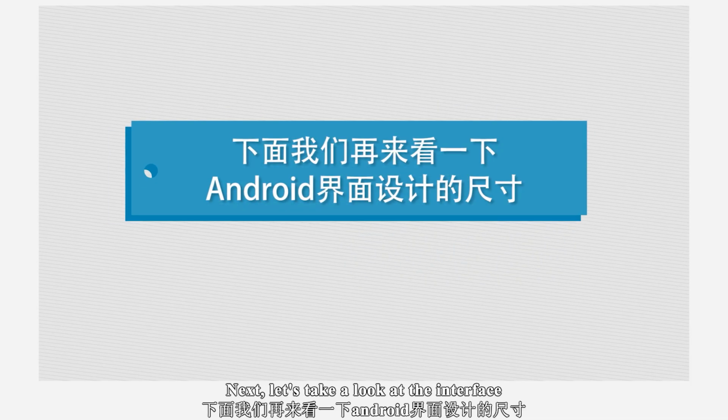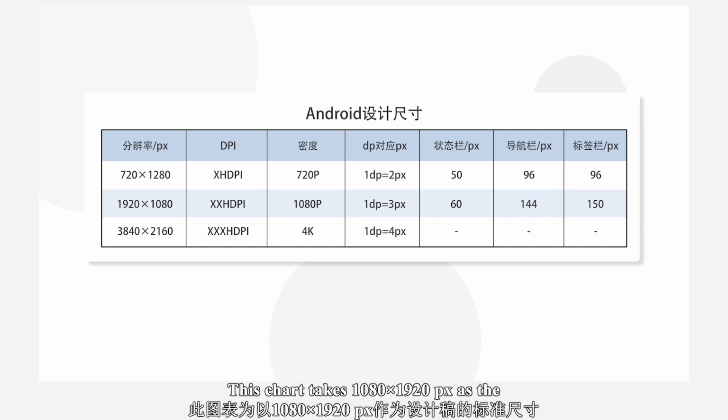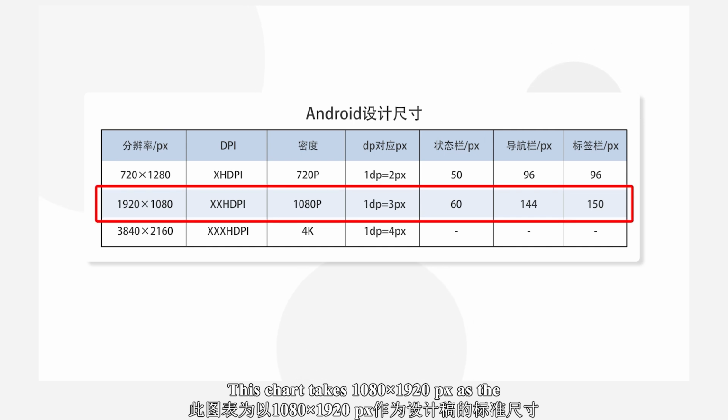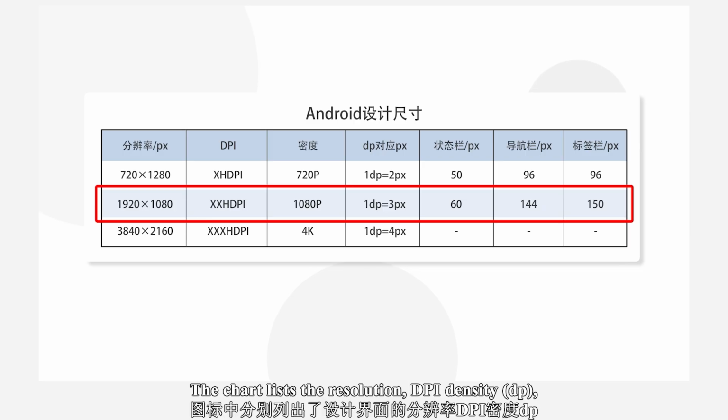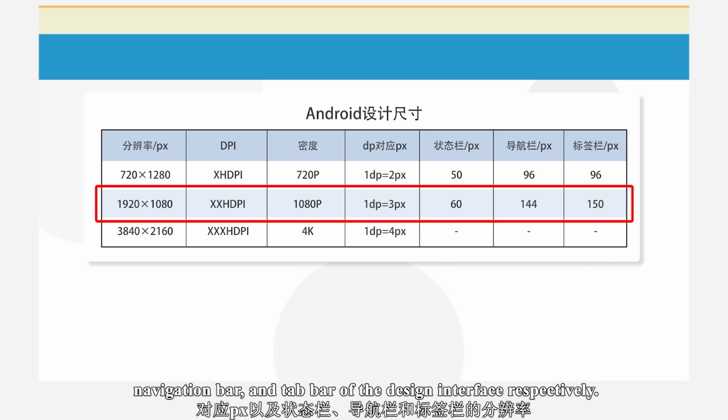Next, let's take a look at the interface design sizes of Android. This chart takes 1080 multiplied by 1920px as the standard size of the design draft. The chart lists the resolution, dpi, density, dp, corresponding px, as well as the resolutions of the status bar, navigation bar, and tab bar of the design interface respectively.